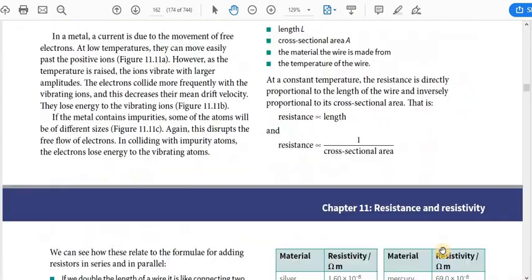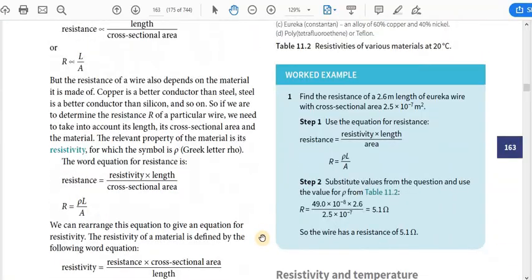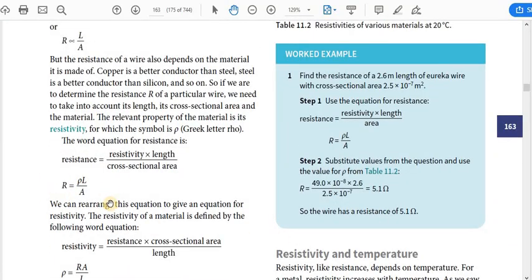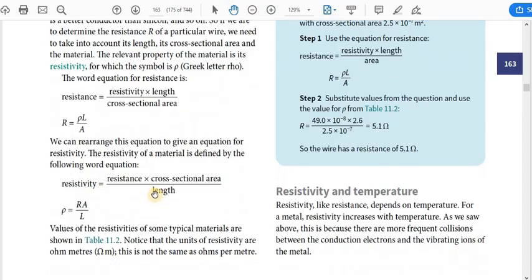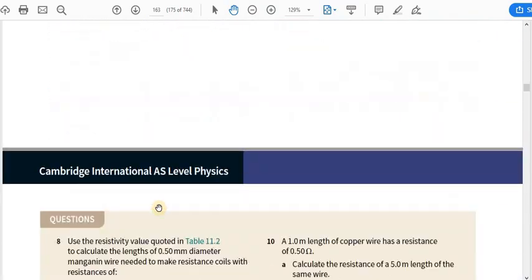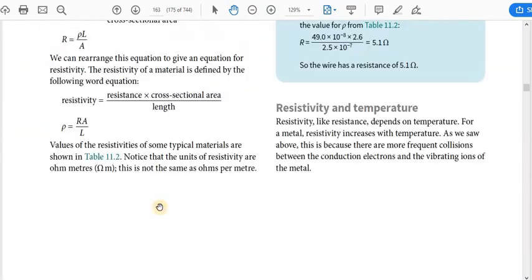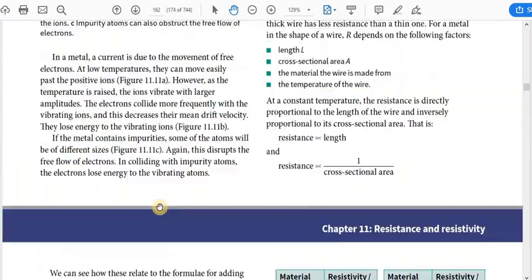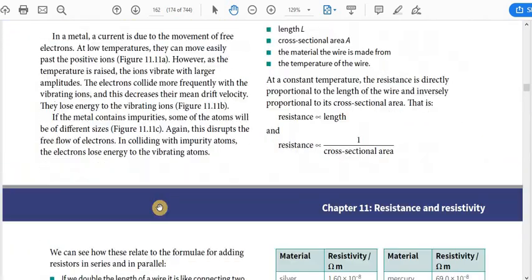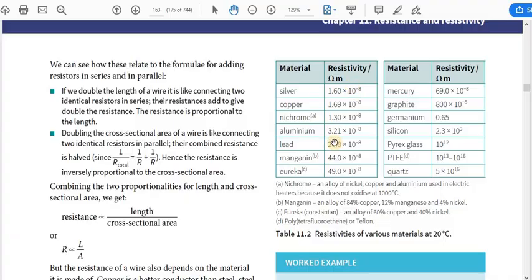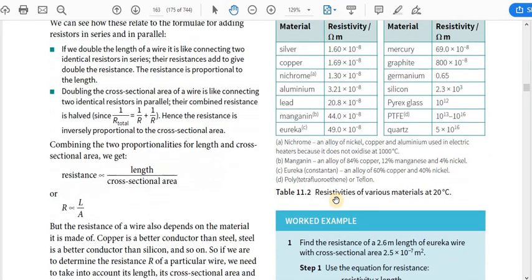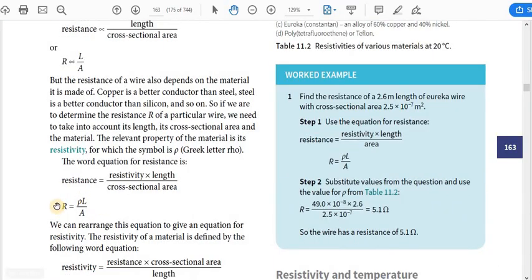Okay, then finally we have this equation, R equals rho L over A. This is a very important equation. They would have given a diagram. Okay, no, they haven't given a diagram. Then maybe we need to draw it. Resistivity, I told you, depends on the material. So different materials, you can see here, have different resistivities. So this is the important equation that you need to know how to use.